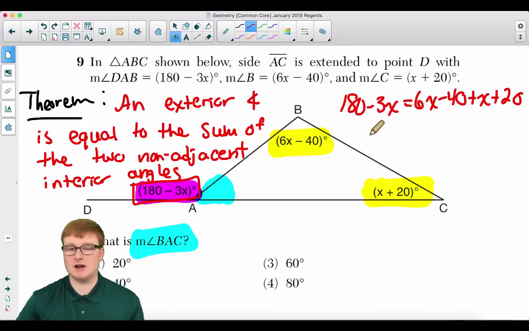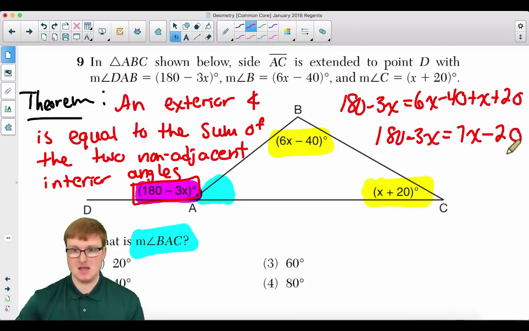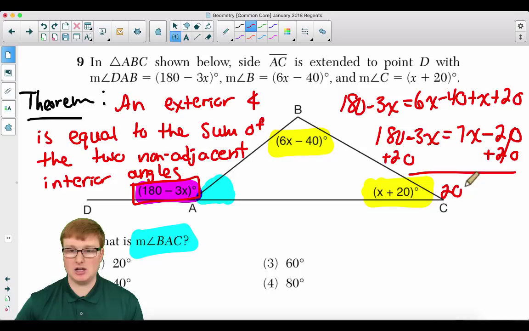Thus far, we need to solve for x. So we're going to solve for x on the right-hand side, combine like terms and solve. So we get 180 minus 3x is equal to 6x plus x, which is 7x. Negative 40 and 20, that gives you minus 20. So now we're going to add the 20 on both sides, right? We're going to add that 20. And we get 200 minus 3x is equal to 7x.